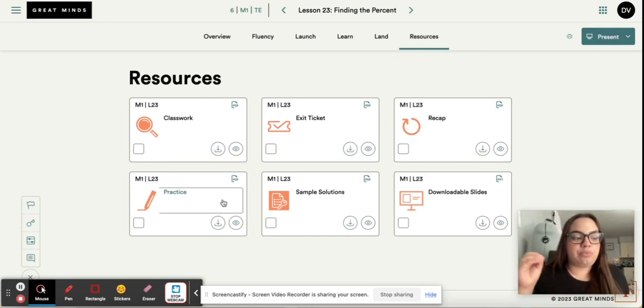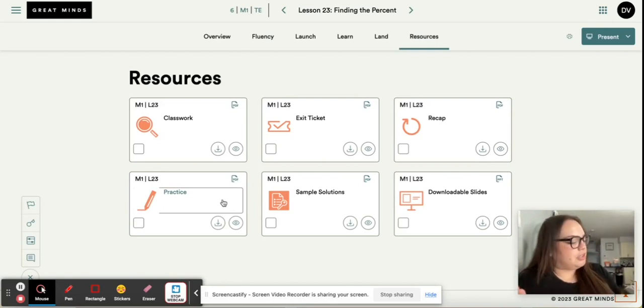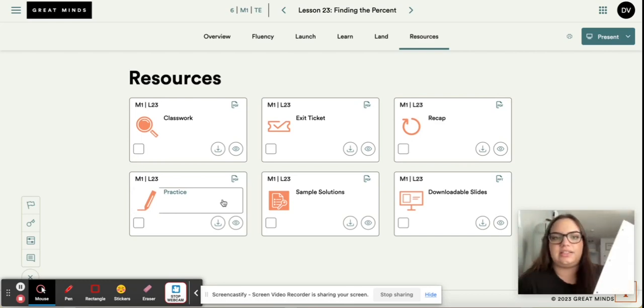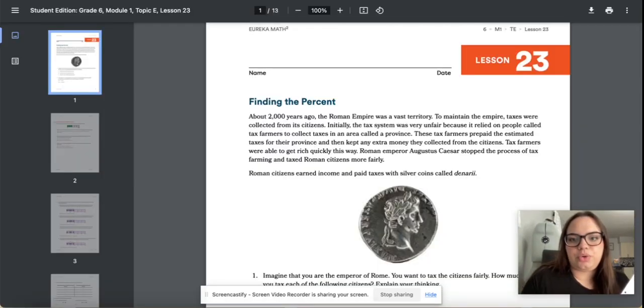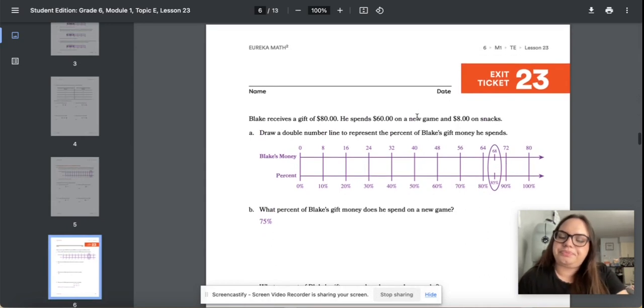In addition, I'm really looking at the exit ticket. The exit ticket for me is what guides my lesson because at the end, this is how I'm assessing my students. And in this particular lesson, lesson 23, I realized they're being asked to draw a double number line and they need to be able to answer questions pertaining to percent. So let me quickly go over to that exit ticket. So you can see right here.